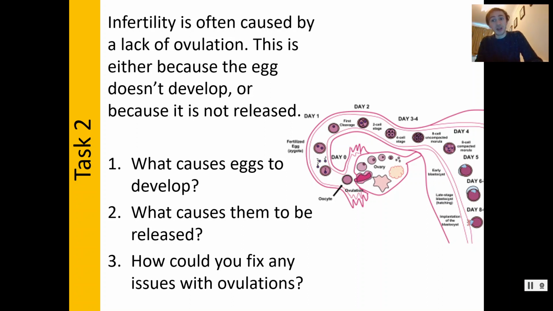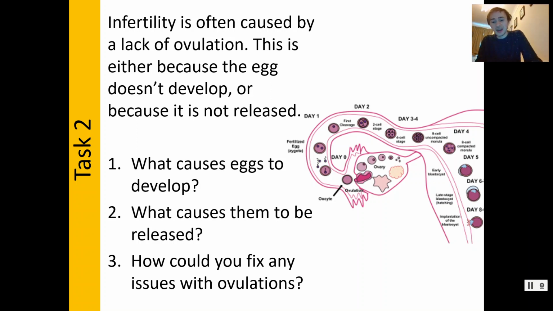What causes them to be released? Well, now we're talking about LH. And again, hopefully we all remember that from the menstrual cycle. Again, that's released by the pituitary gland. Remember, all acronyms, pituitary gland.